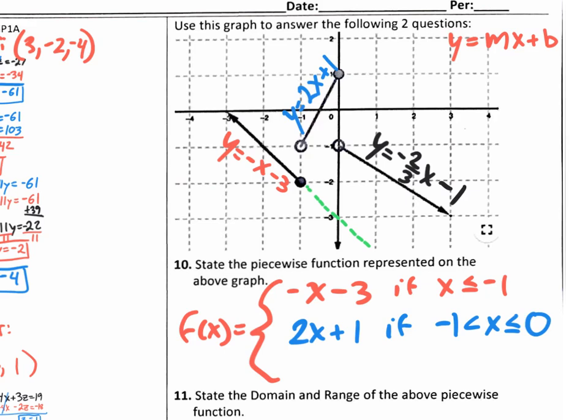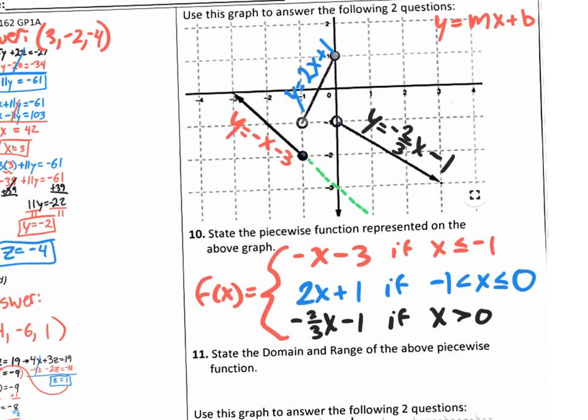Now for the last one, y equals what? Y equals -2/3 x minus 1. Let's write that down: -2/3 x minus 1. And then if what? Well, it's from here to the right. What x value is this? It's 0. So from here at 0 to the right. So I'm going to say greater than 0. Why not greater than or equal to? Because that's an open dot. So if x is greater than 0. So there's our piecewise function right there.